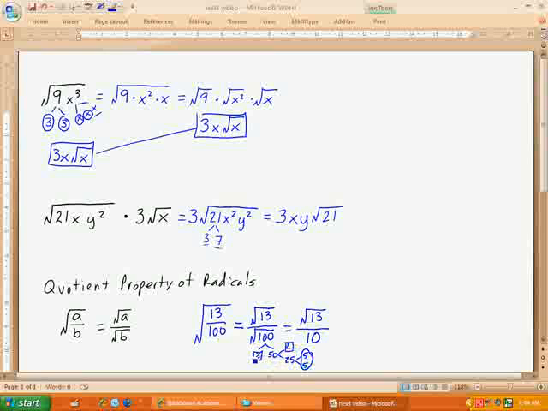Okay. So there's your quick introduction to the quotient property of radicals. And so let's take just a minute and we'll go on to the next video.